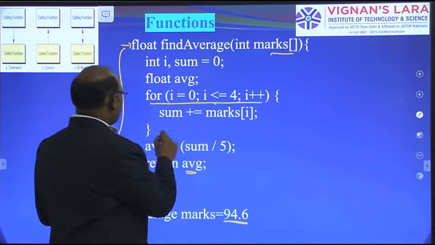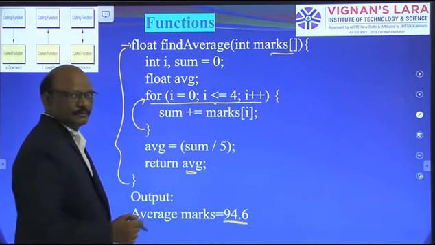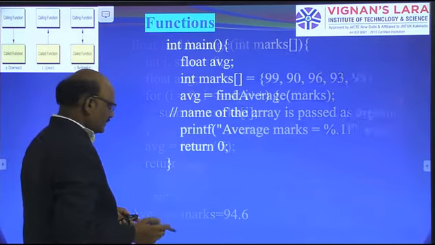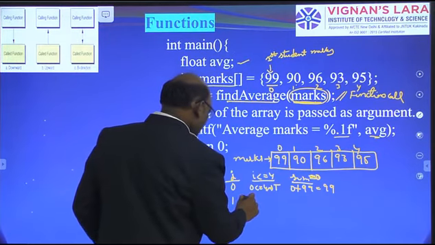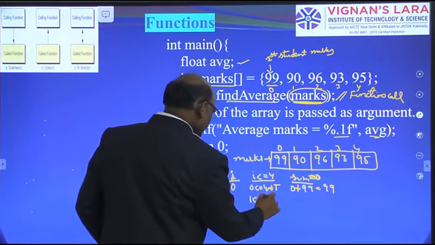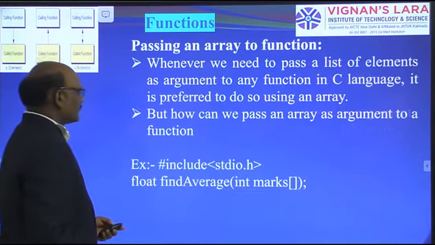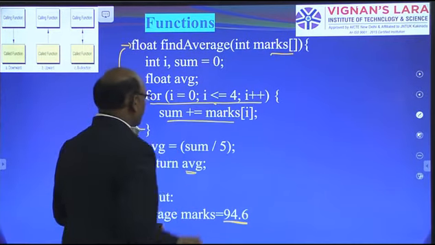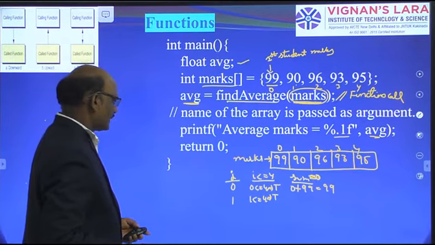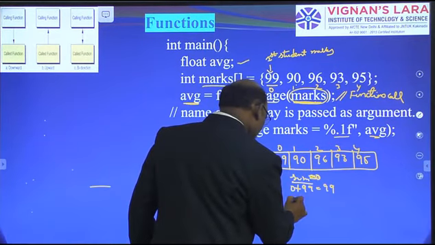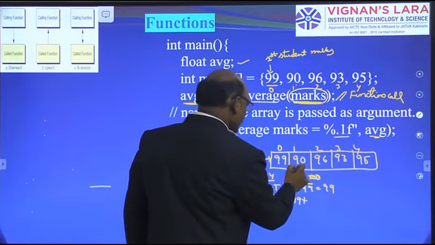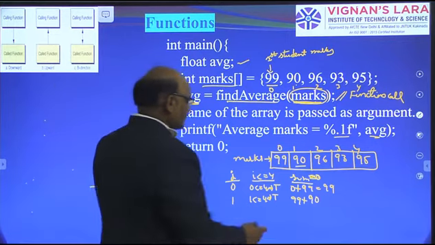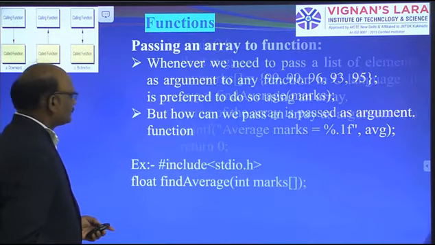After calculating this, repeat the loop. Again, i gets incremented. Now the i value is 1. It will check the condition: 1 less than or equal to 4, it is true. Then it will execute sum equal to sum plus marks of i. So the sum value is 99 plus marks of 1, that is 90. Now sum is 99 plus 90.